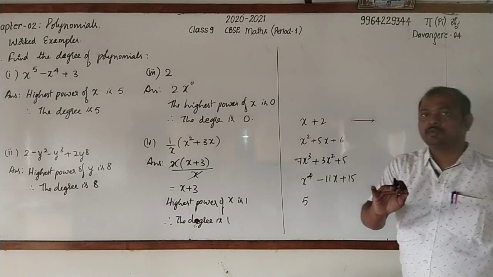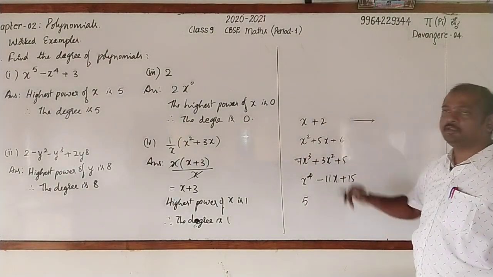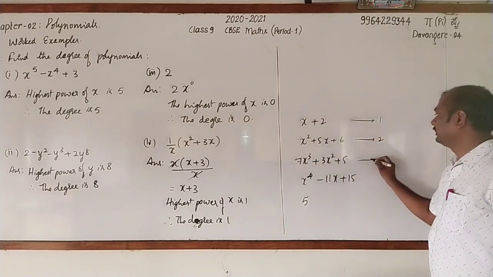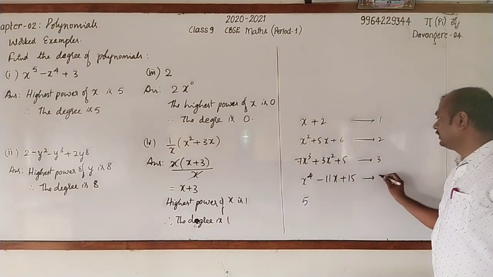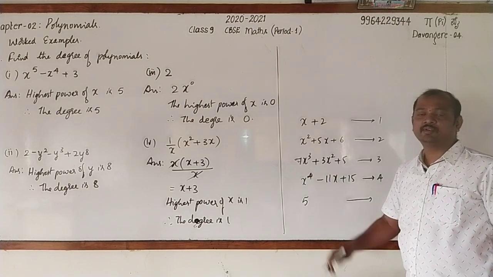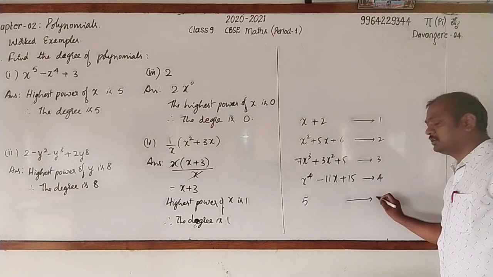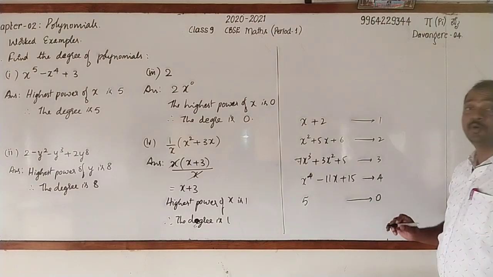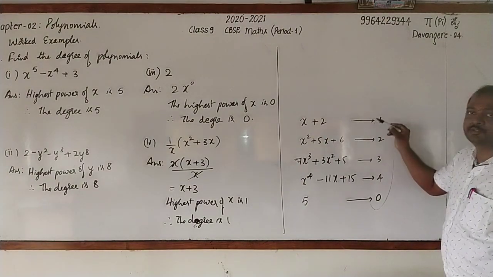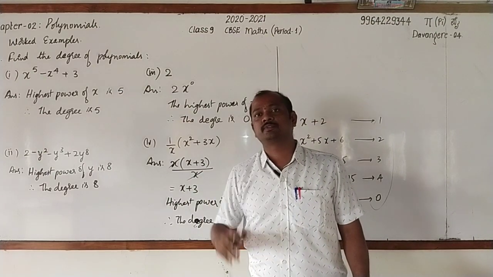Now I am asking you the degree of these polynomials. First one, what is the degree? It is 1. Degree 2. Third one, degree is 3. Fourth one, degree 4. Fifth one, do you say the degree is 5? No, not possible, because it is just a constant. What is the degree of a constant polynomial? It is 0. Dear students, based on degree also, we can go for classifying the polynomials into some types.